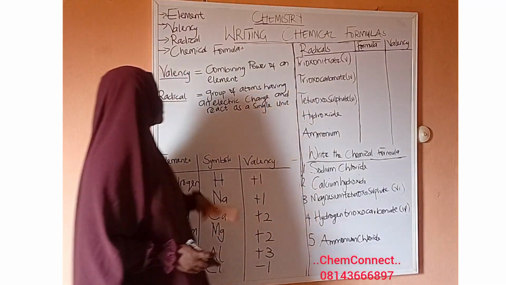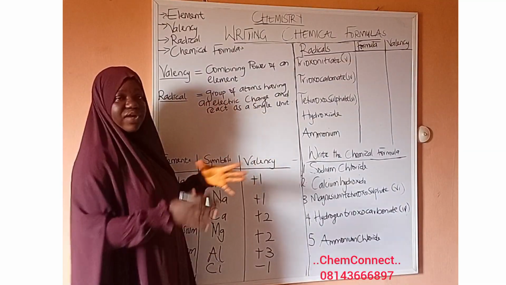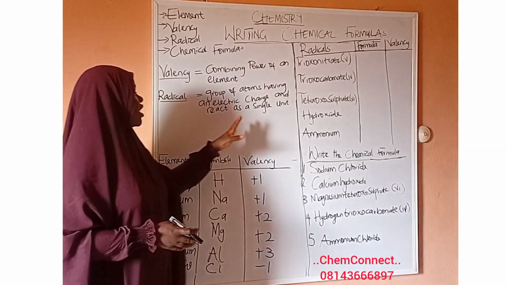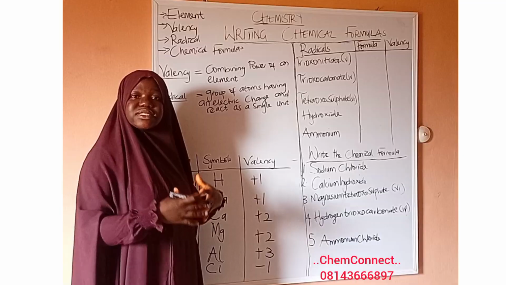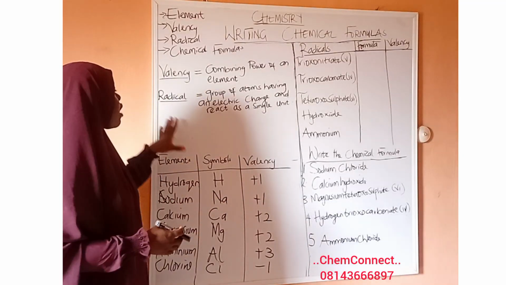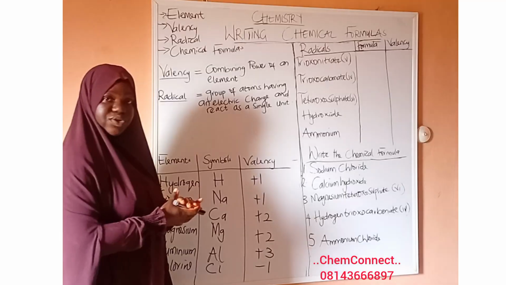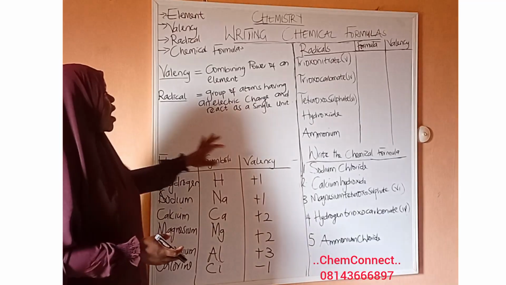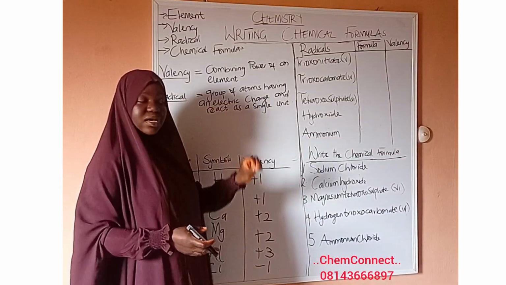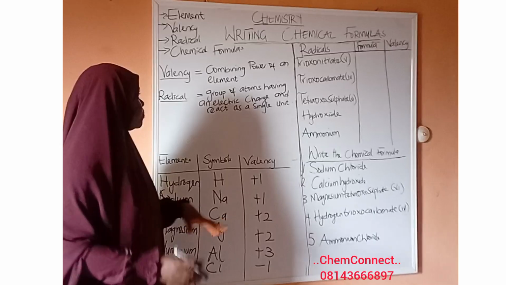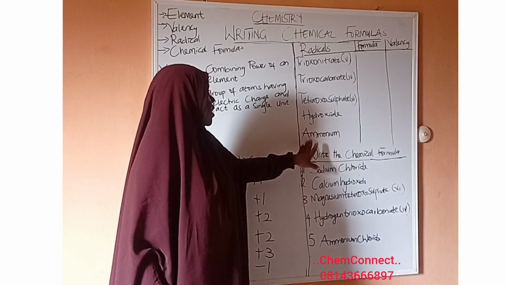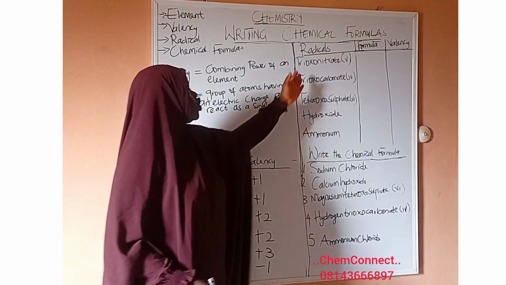What are radicals? Radicals are a group of atoms having an electric charge and they react as a single unit. They are a group of atoms. We can have 2, 3, 4 atoms coming together. They form a radical and they act as single units. You take them as one. So I have some common radicals here.